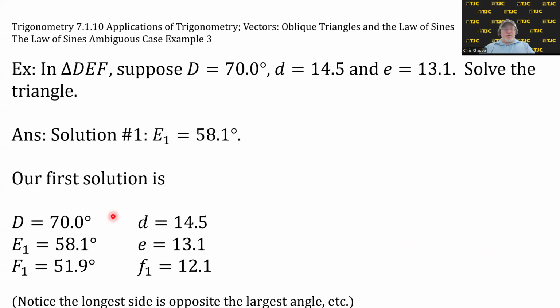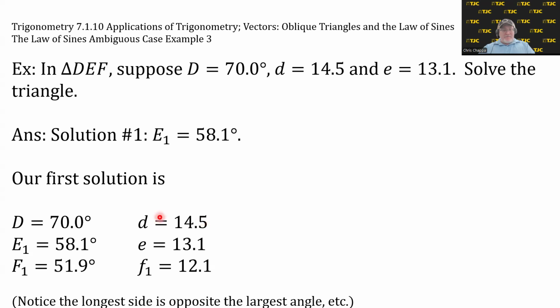So our first solution is, remember, we were given angle D, side D, and side E. Angle E is 58.1 degrees. Angle F is 51.9 degrees. Side F is 12.1. Notice that the longest side is opposite the largest angle, etc.